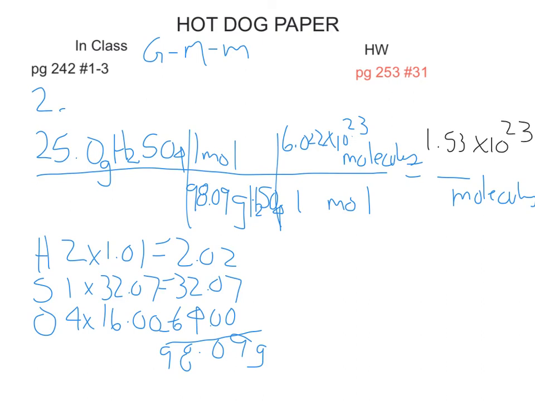Alright, so what did we do? We were given grams right here, and we went to moles by dividing by the molar mass, and then we converted to molecules by multiplying by Avogadro's number.